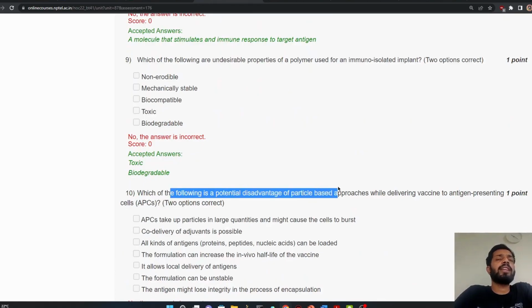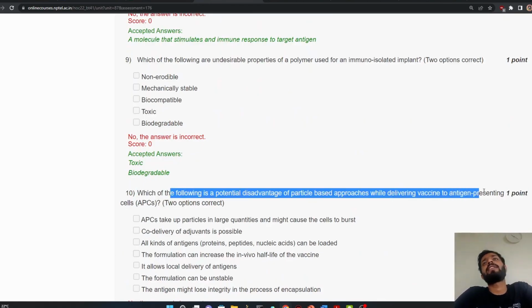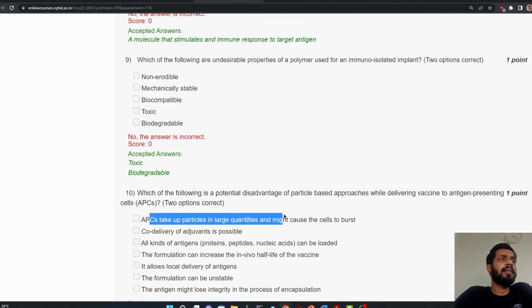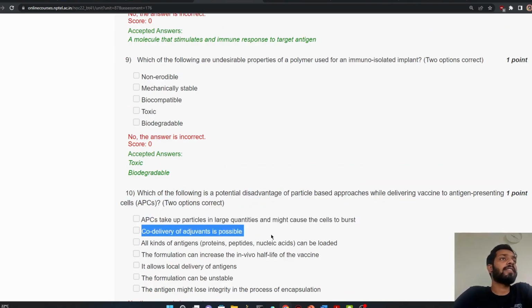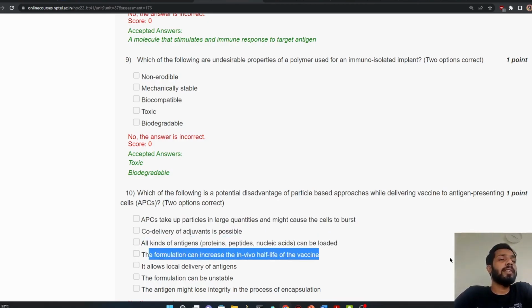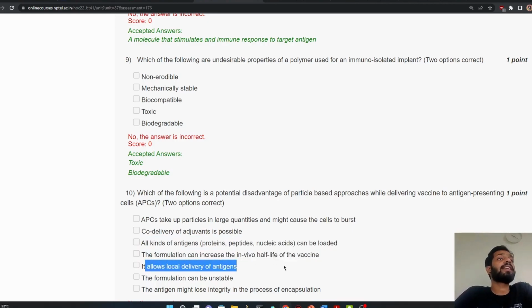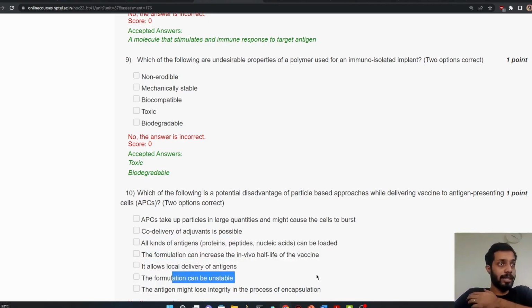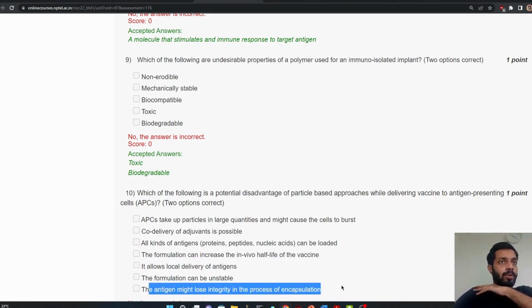Which of the following is a potential advantage of particle-based approaches while delivering vaccine to antigen-presenting cells? Antigen-presenting cells take up particles in large quantities and might cause the cell to burst. Co-delivery of adjuvants is possible. All kinds of antigens can be loaded. The formulation can increase the in vivo half-life of the vaccine. It allows local delivery of antigens. The formulation can be unstable. The antigen might lose integrity in the process of encapsulation. They are asking for potential disadvantages.